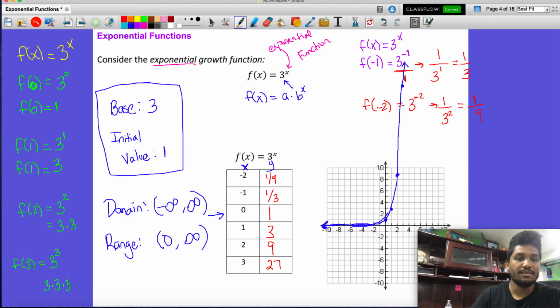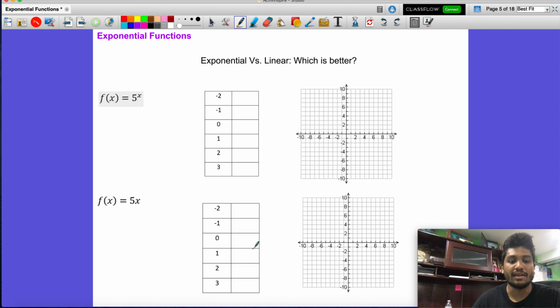All right. Let me see if we have time for one more thing. All right, this is really good. So for exponential and linear, now notice the placement of the x's. Okay, see how in this one, this is an exponent, and in this one, it's literally right next to the number 5. So these, although they may look very similar, are actually very different. This is known as an exponential. Okay, and this is linear.